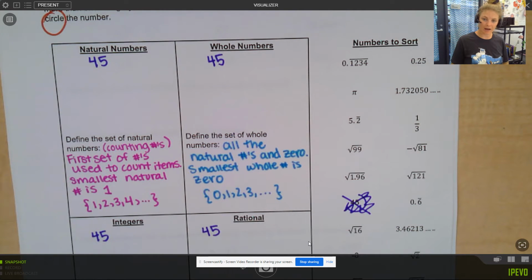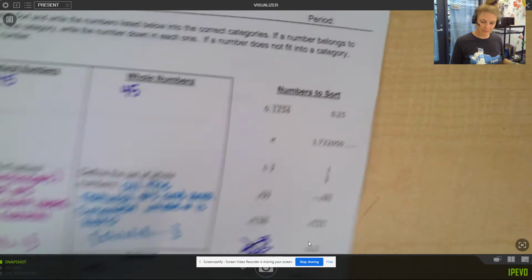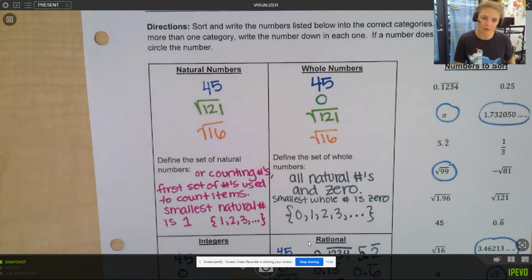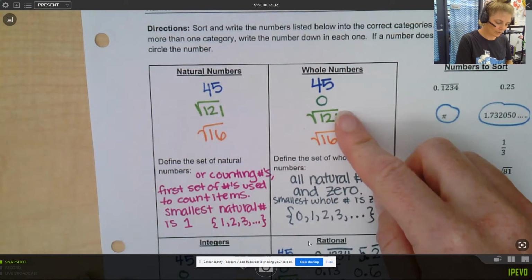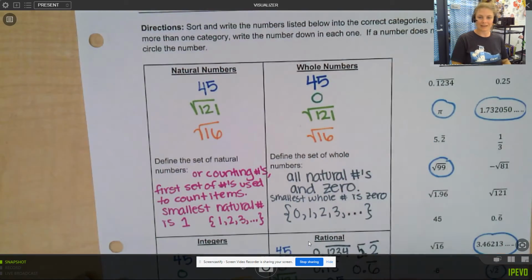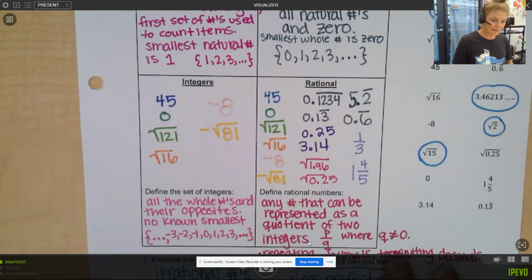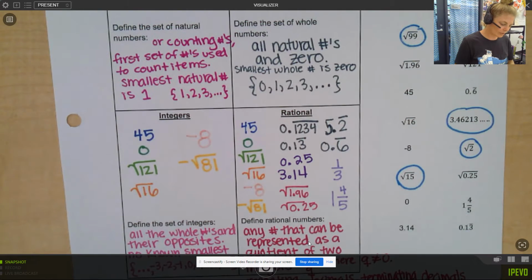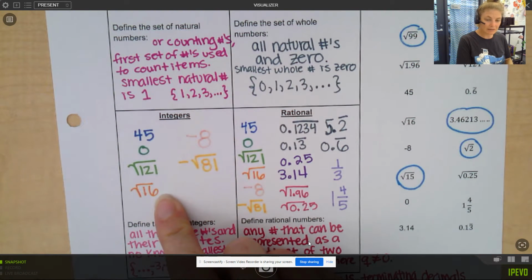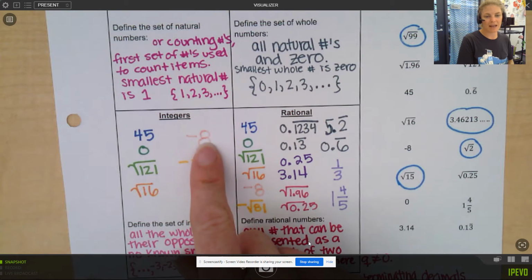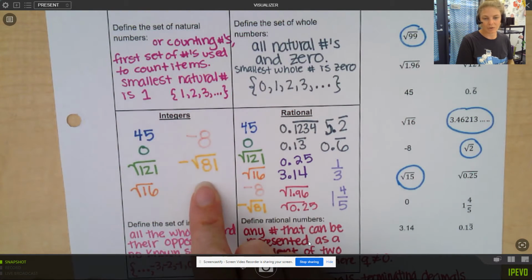Okay, let's see how we did. What numbers did you put as natural numbers? That's right, 45, square root of 121, which is 11, and square root of 16, which is 4. The whole numbers are all the natural numbers, 45, square root of 121 and square root of 16, plus 0. The integers, we're going to have all those whole numbers, so 45, 0, square root of 121, and square root of 16, plus their opposites, so -8 and negative square root of 81, which is just -9.